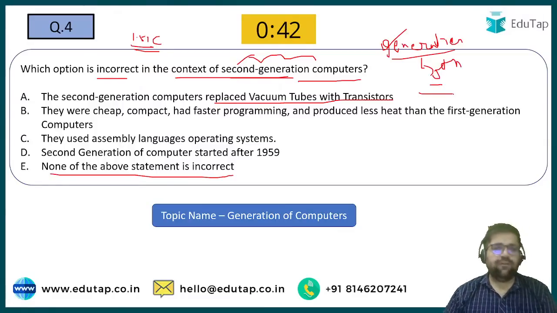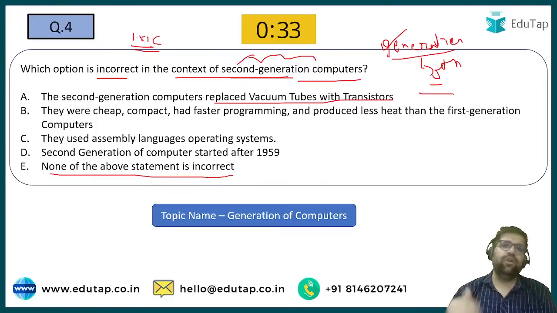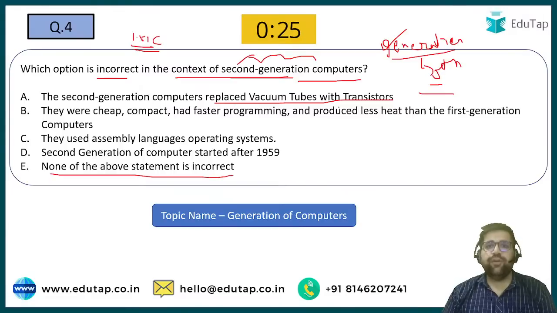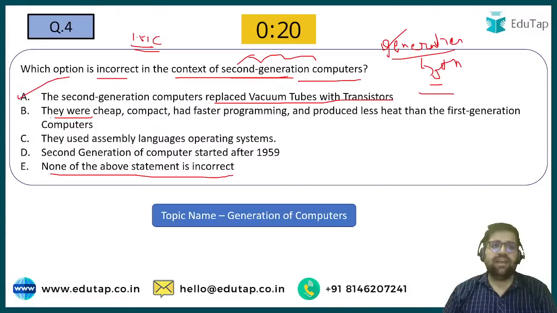Even if you don't know which generation started from which point of time, the first generation is really very important. If you remember the first, then the second generation is automatically derived. Now let's solve the question. The second generation computer replaced vacuum tubes with transistors. This statement is correct. They were cheap. They here means the second generation of computers; compact, they had programming and produced less heat.